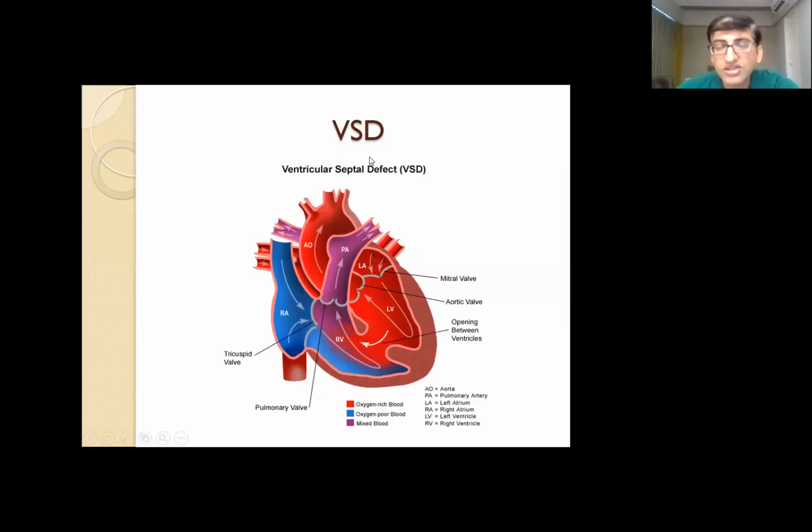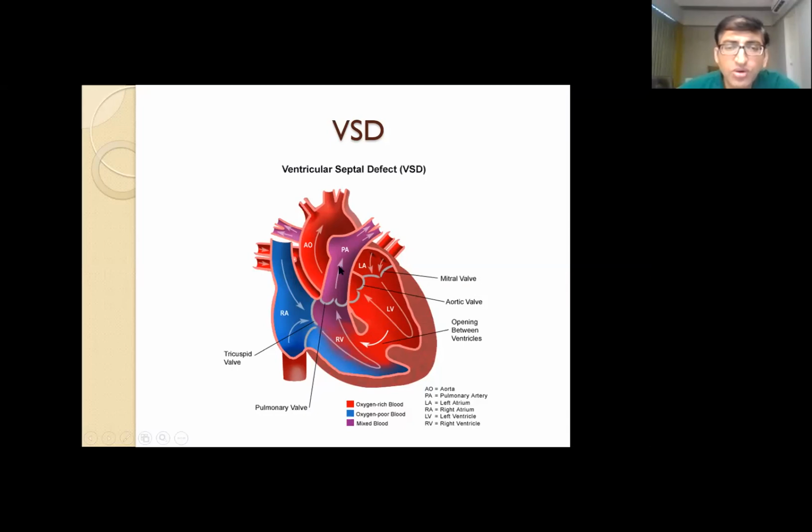Now coming to the ventricular septal defect. In case of ventricular septal defect, as the name suggests, it is a defect in the interventricular septum. The deoxygenated blood from the superior vena cava and the inferior vena cava via RA, RV goes into the lungs. At the same time, this oxygenated blood from the left ventricle also goes into the right ventricle into the lung. As we all know, the LV pressure is more than the RV pressure, hence the blood has to flow left to right. That is why left to right shunt.